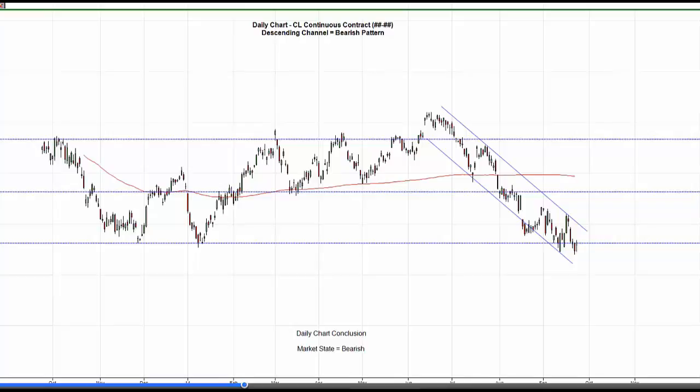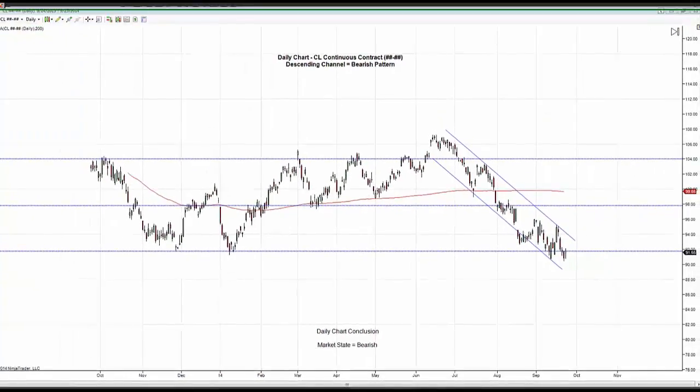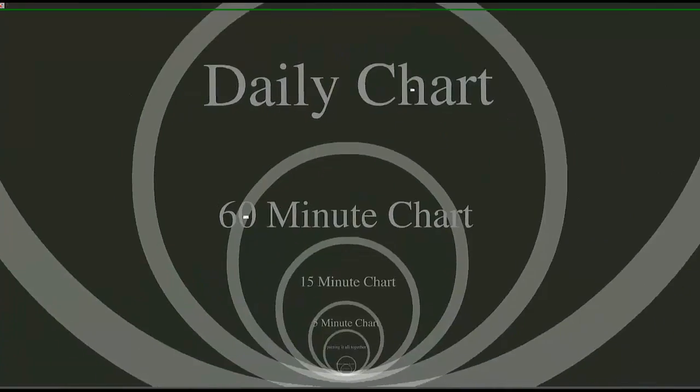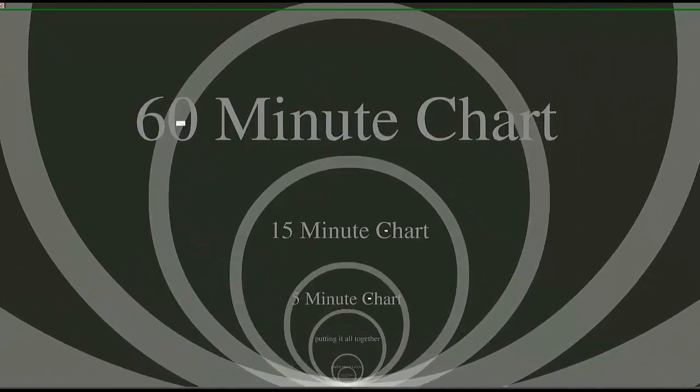Okay. All right. So next slide here. We go from your daily chart into our 60-minute chart. So weekly chart, daily chart. Now let's take a look at our 60-minute chart. By the way, I was using the continuous contract on CL. I was using the continuous contract to do that analysis.